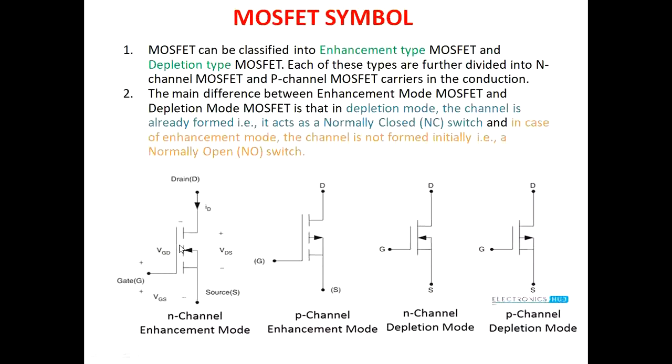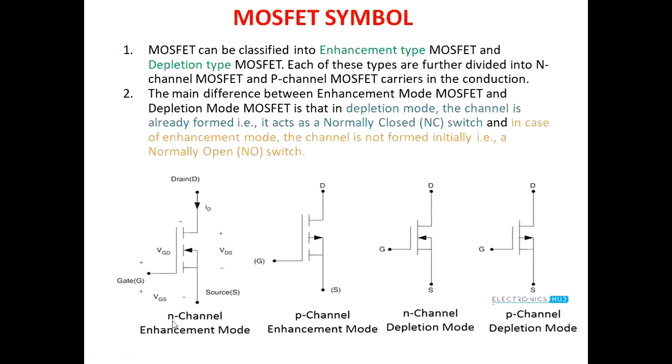That's why the channel is initially not there, and that's why dotted lines are there in the symbol. These dotted lines indicate that initially there is no channel. After the electrons get deposited in the depletion region, a channel gets created between source and drain, and then the conduction will start. That's why this particular MOSFET is called a normally open type. So this is regarding the N channel enhancement MOSFET.